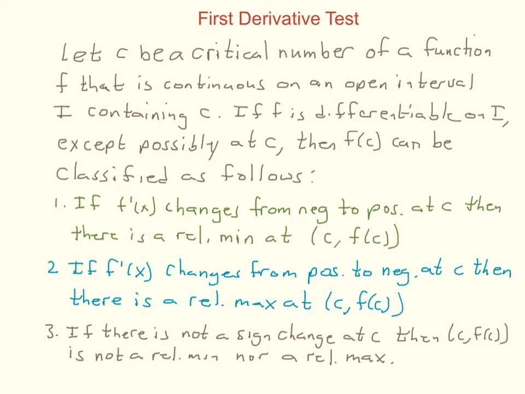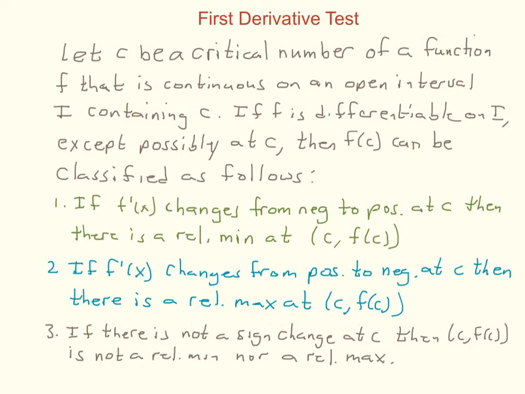So if I put numbers that are smaller than c into the first derivative and I get negative values out, and then I put numbers that are bigger than c into the first derivative and I get positive values out, then I know there's a relative minimum at c, f of c. So I know that the function was decreasing until it got to c and started increasing after c. Number two, if f prime of x changes from positive to negative at c, then there is a relative maximum at c, f of c.